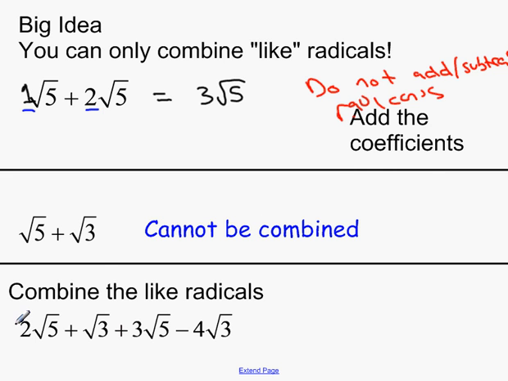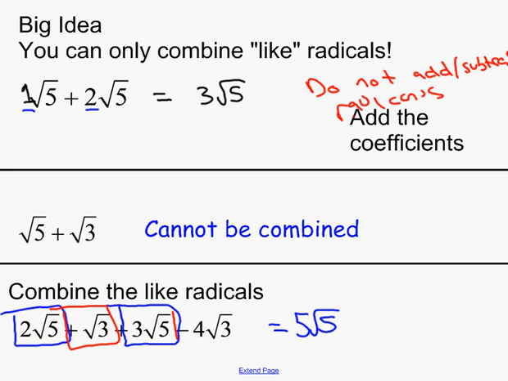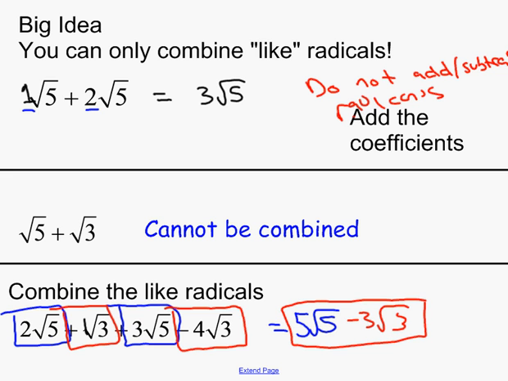Okay, so we're going to combine 2 radical 5 with 3 radical 5, and that's going to give us 5 radical 5. And we're going to combine radical 3 with negative 4 radical 3, and that's just going to be 1 minus 4, which is negative 3, so we get negative 3 radical 3. Okay, so the big idea is you can only combine like radicals.